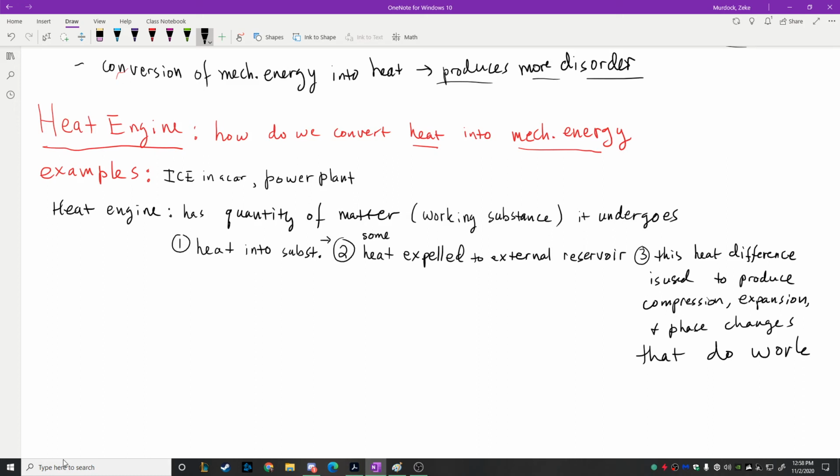That is basically what a heat engine is. You take heat into your substance. Some of the heat is expelled to an external reservoir, and then the difference between these two is used to produce compression, expansion, and phase changes that do work. Okay? And we'll also say that there are cyclic processes. This would be one in which the working substance is returned to the same state after the process, so you can repeat it over again.